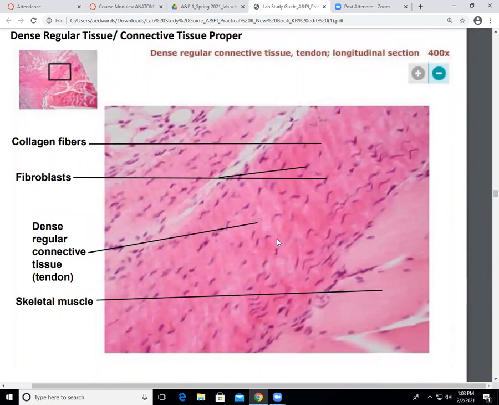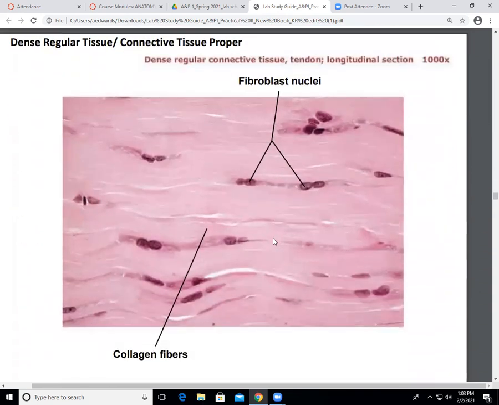Another view, a little higher magnification. Again, you can kind of see the regular pattern. Here are those fibroblast cells. Collagen fibers kind of running through. Kind of pink wavy structures. Okay, well, this is dense regular. Higher magnification, same, you can see the fibroblast nuclei, regular collagen fibers with the wavy pattern. Y'all see that? Okay.